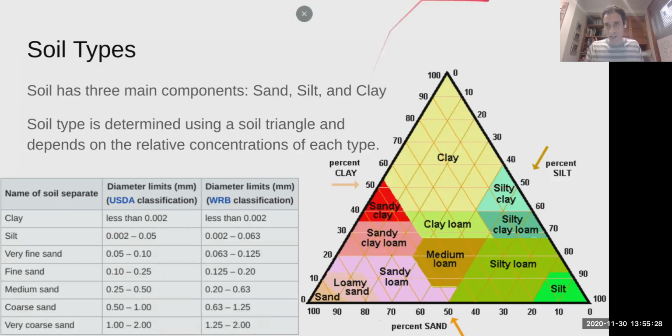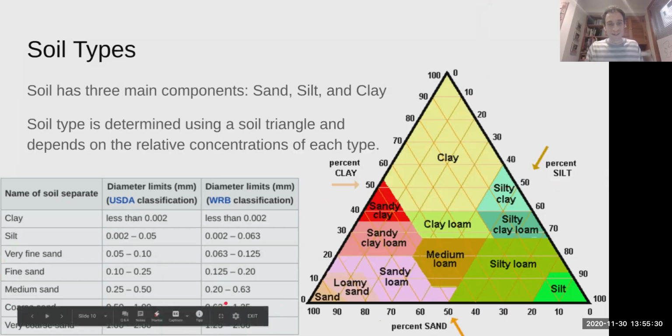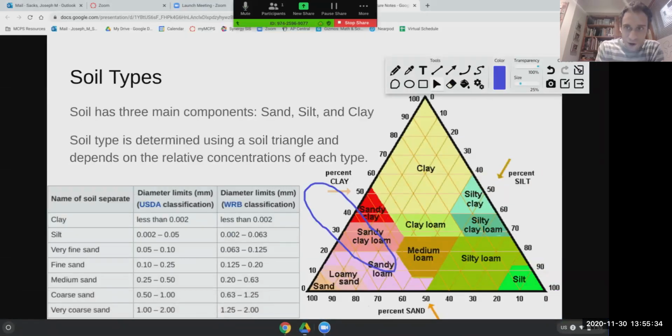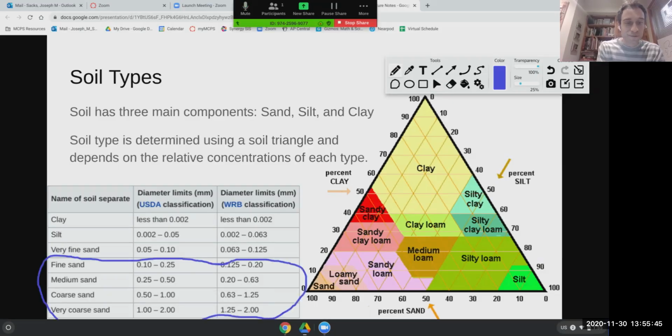Well, good news for us is that we will be clumping all of those things together. We're not going to be really distinguishing between the different types of sand. We're just calling all of these sand. And sand is the largest particulate. Sand is the largest pieces there.